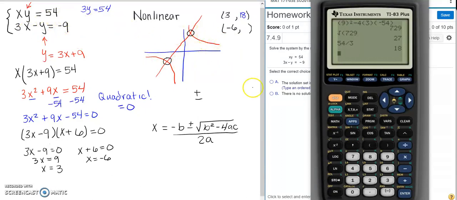And then you would do the same thing with negative 6. So 54 divided by negative 6, and you get negative 9. Okay? So you get your y values that go with your x values by using either of these equations. We could have used the second equation, and it would have worked just fine. So this particular problem has two solutions. Two solutions. Okay? We're going to do one more problem.